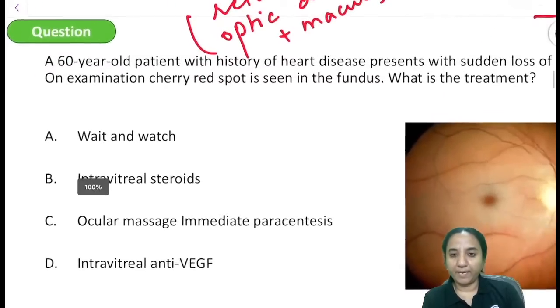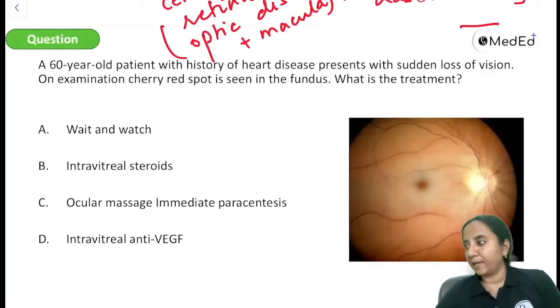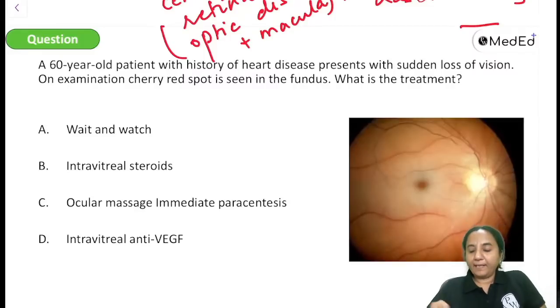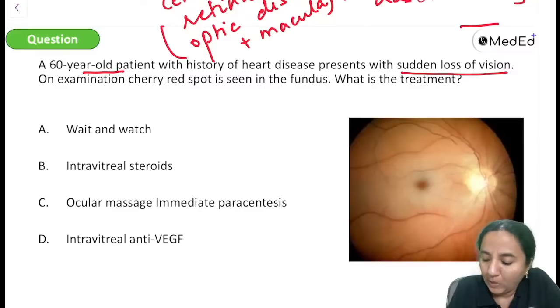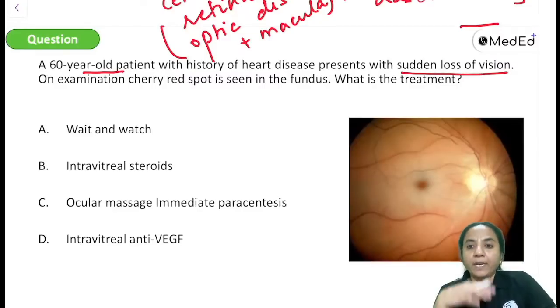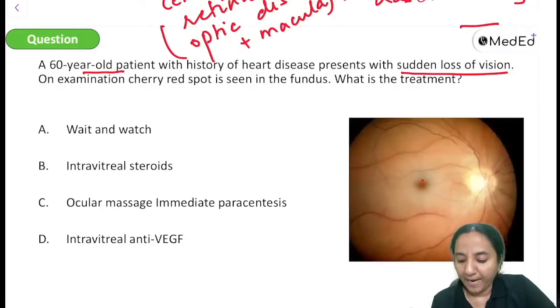Let's go to the next one. Again, another common PYQ. A 60-year-old patient, meaning an elderly patient who has a history of heart disease, is presenting to us with sudden loss of vision. And this is what we see. So, elderly patient presenting with a sudden severe vision loss. And what do we see here? We see cherry red spot. What is cherry red spot? See, the whole retina is appearing to be edematous and pale, and it's only the fovea which appears bright red. So you can see the fovea here. Only the fovea is appearing bright red.